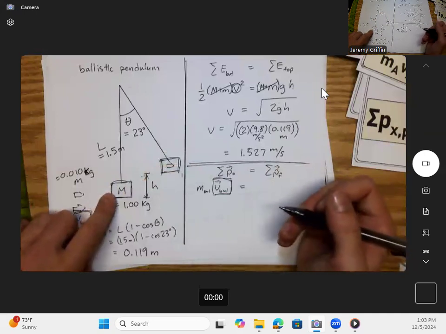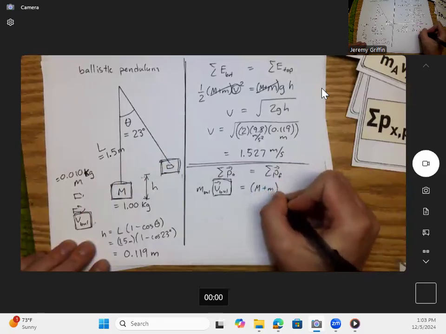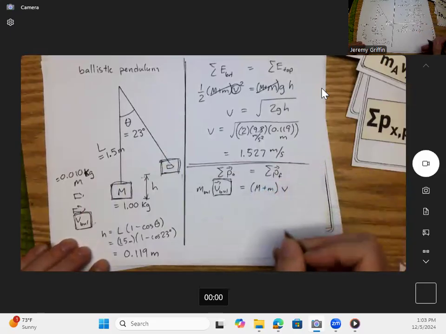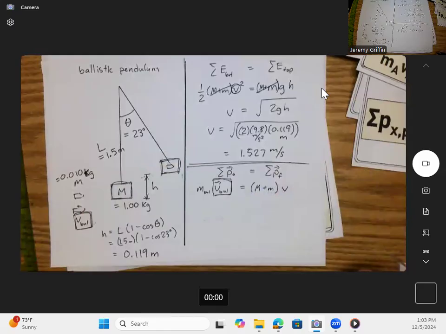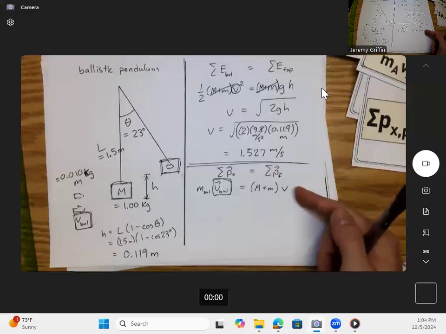Inelastic, because it sticks to it. It sticks into it. So I'm going to say mass of the block plus the bullet together times the post-collision speed. Okay, so that. See if you guys are following. What is this post-collision speed right here? What is this V? What number goes into it?